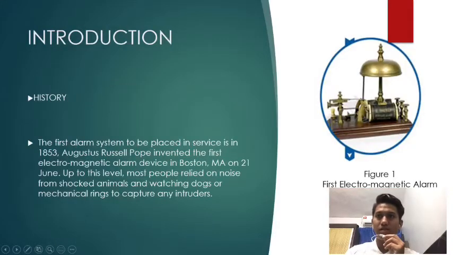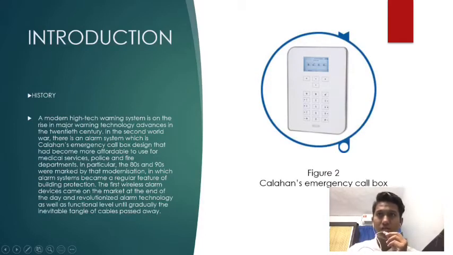The first alarm system to be placed in service was in 1853 by Augustus Russell Poppe. He invented the first electromagnetic alarm device in Boston, MA on the 21st of June. Up to this time, most people relied on noise from shocked animals and watchdogs or mechanical rings to catch any intruders. A modern high-tech warning system is on the rise, with major warning technology advances in the 20th century.